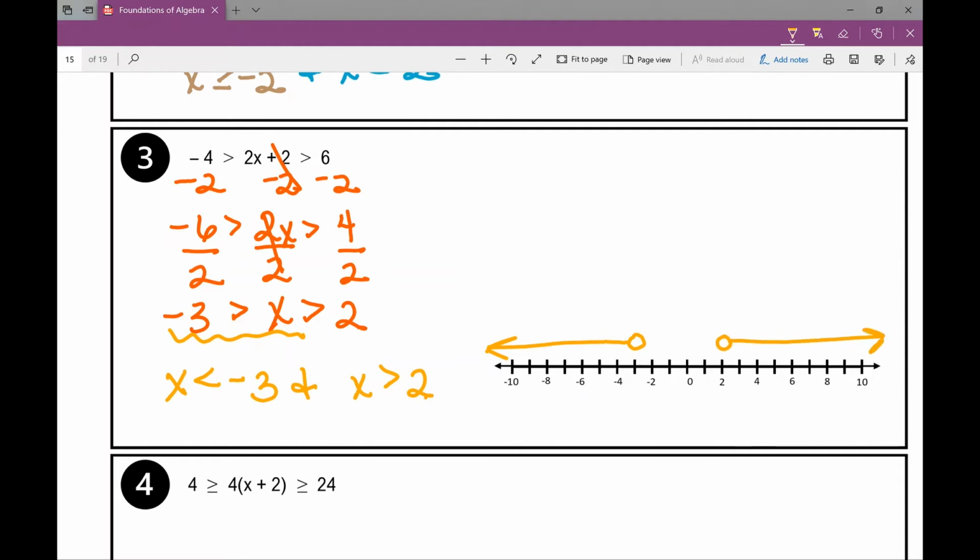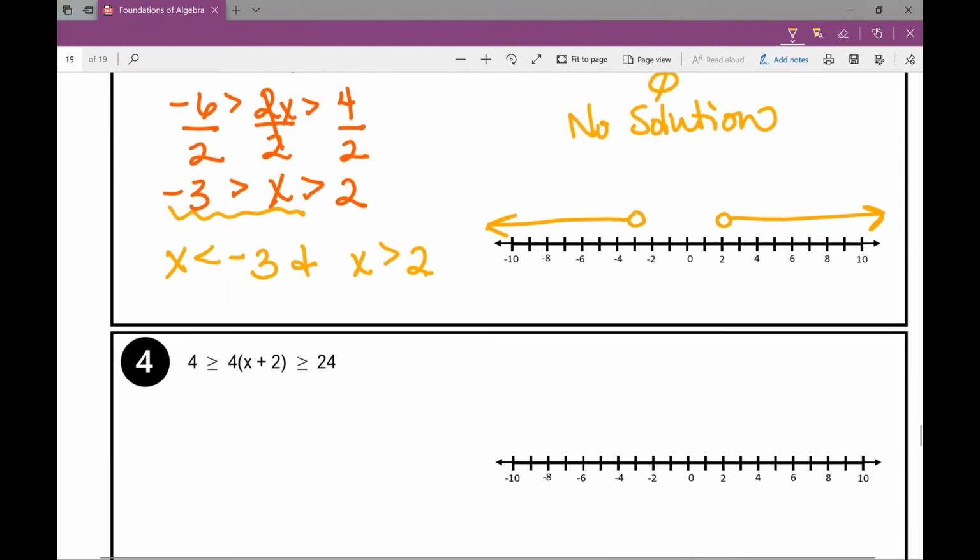So my solution set for an and inequality is the overlapping shaded region. Do I have anything that overlaps? I don't. So what would my answer be? No solution. There is no solution. There's no number that would satisfy both inequalities. They must satisfy both inequalities, and I don't have a number, so I have no solution.